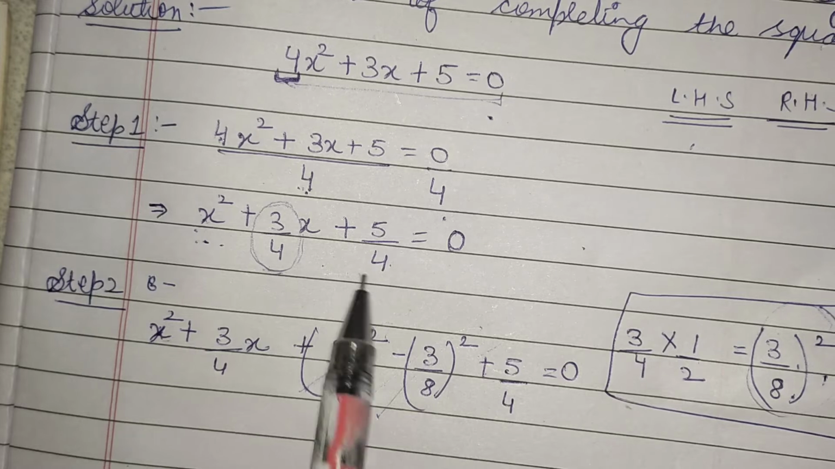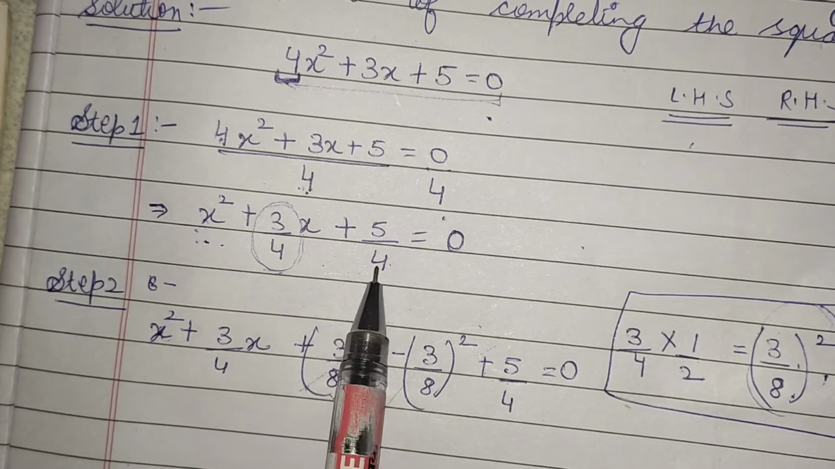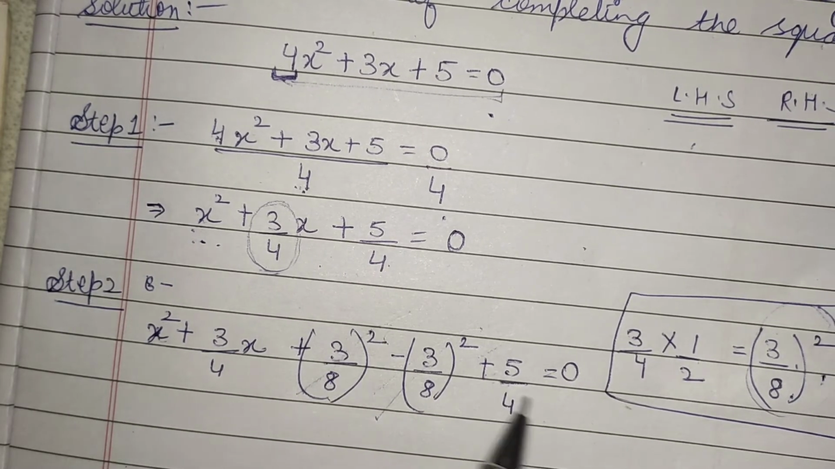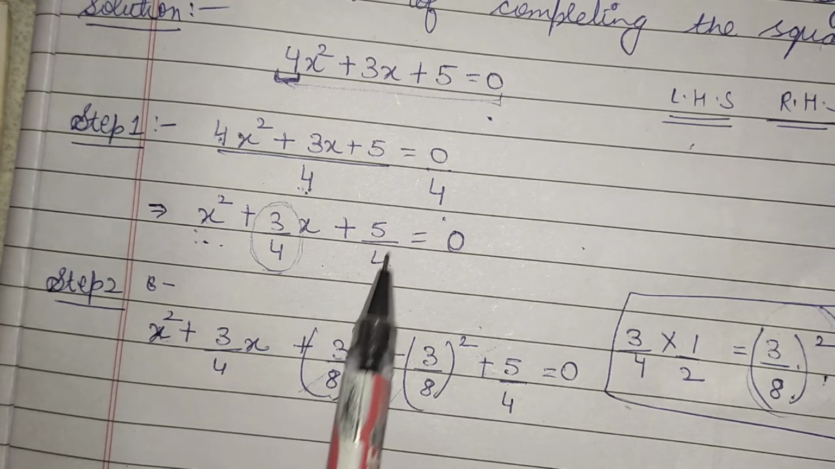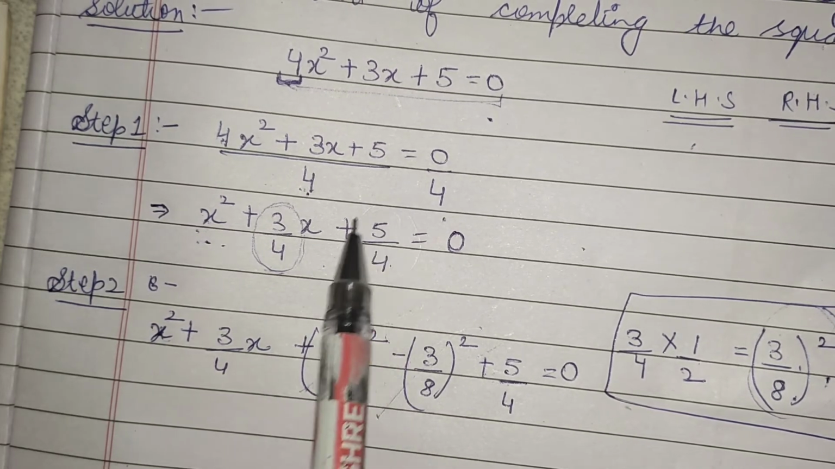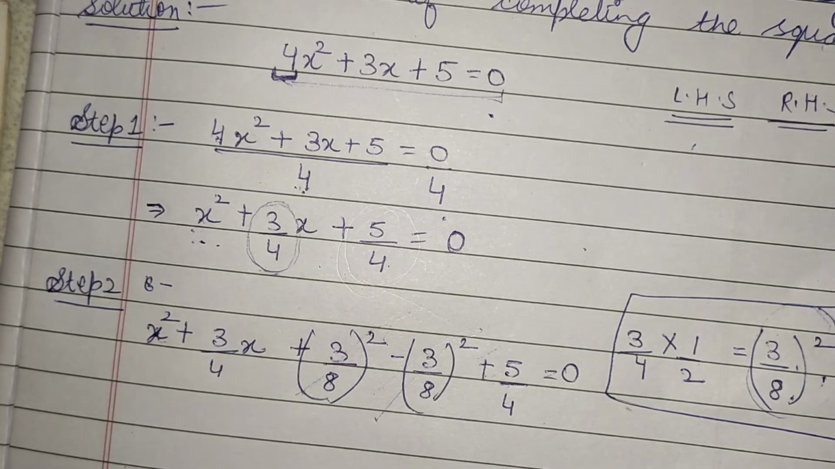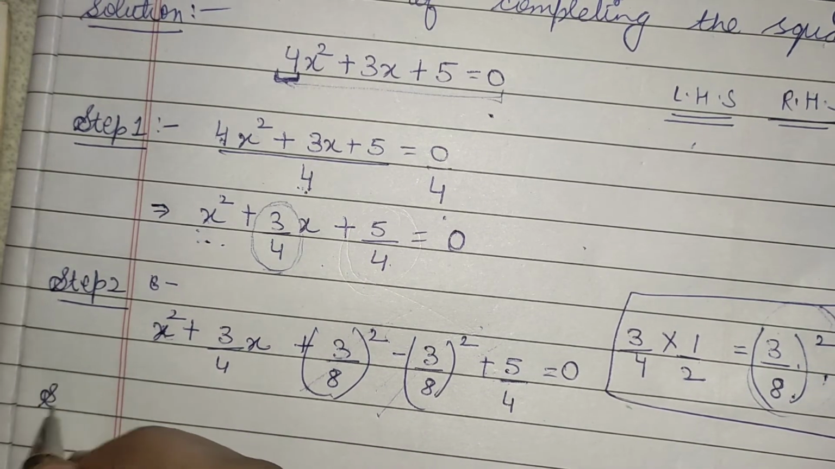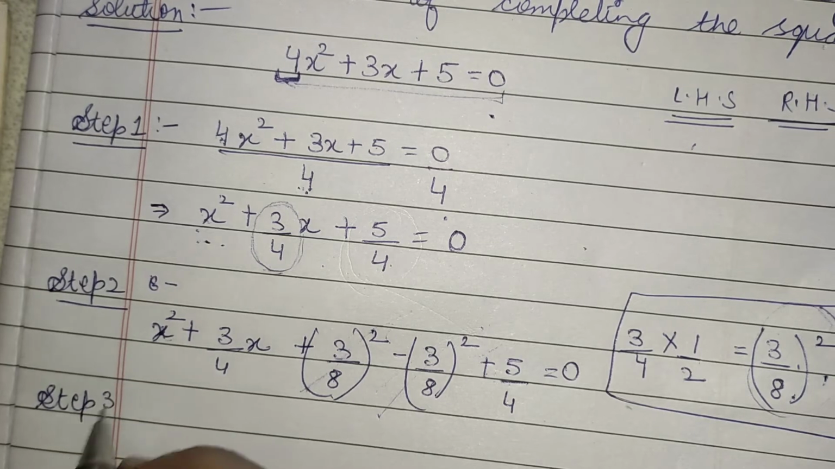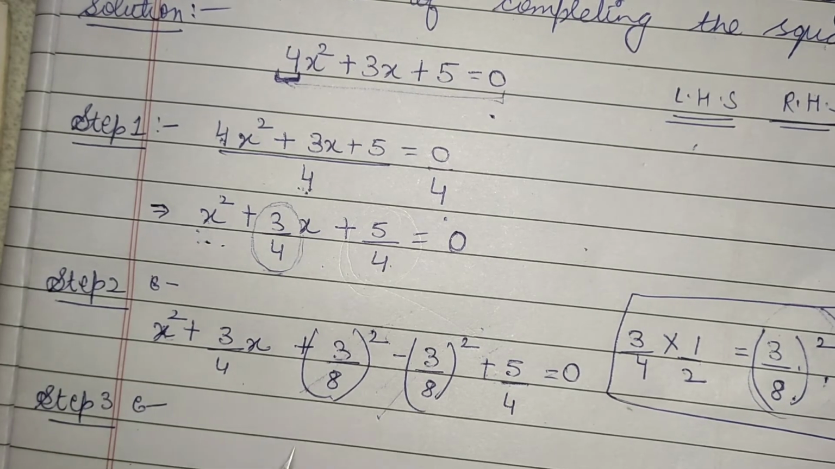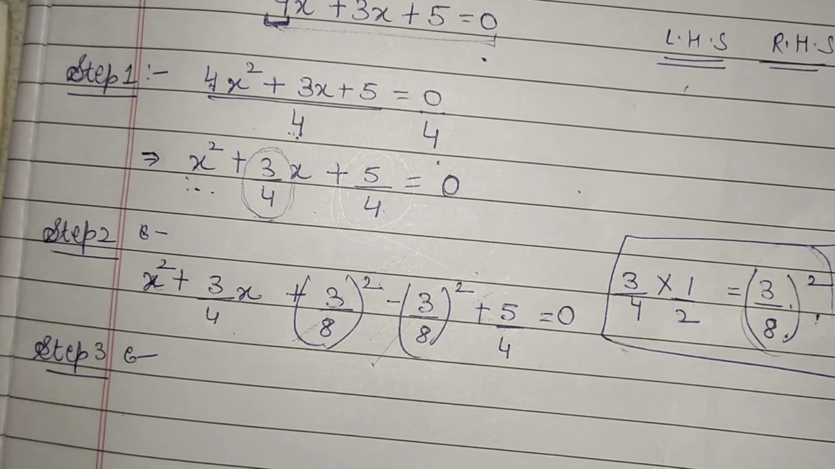Do not forget to write down the remaining coefficient of the given equation, because if you do not write this down, then you will not get the correct result. Okay, do not change your given equation in any way. Right? So the second step is also done. Moving to step number 3.